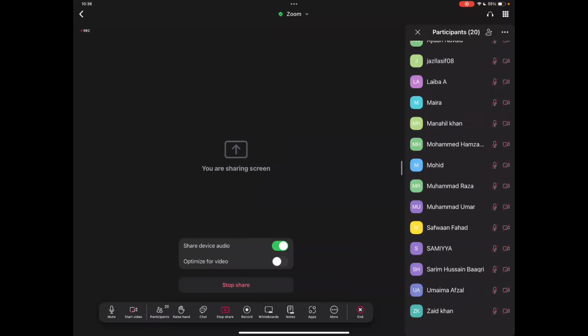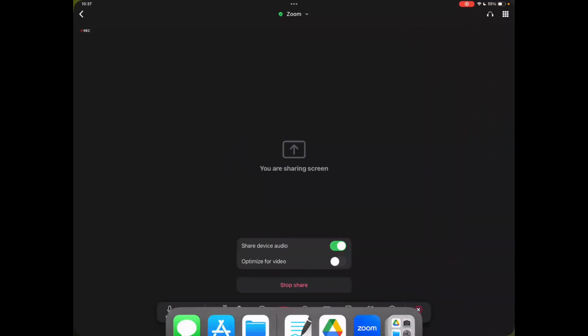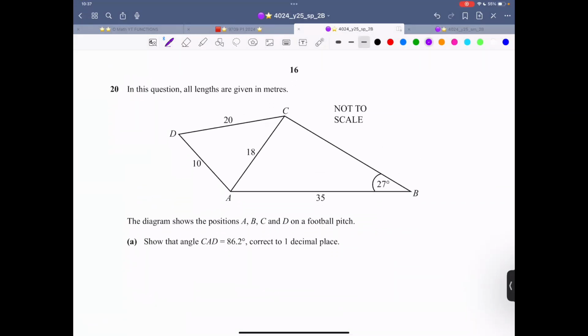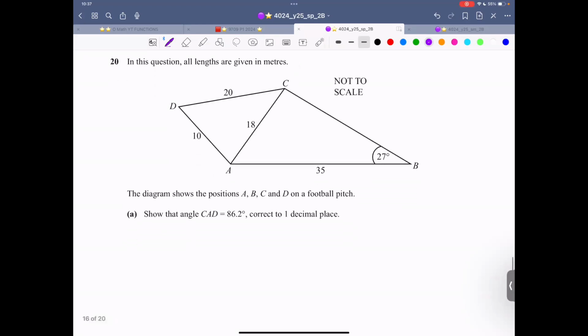Okay, so a lot of people are over here. Perfect. So now it says, in this question, all the lengths are given in meters. The diagram shows the position of ABCD on a football pitch. Show that angle CAD is 86.2. So let's work it out. We have two sides, we have this side, we have this side, and we have this third side. And they're asking for CAD. So they are asking for this particular angle over here. Let CAD be denoted as CAD.